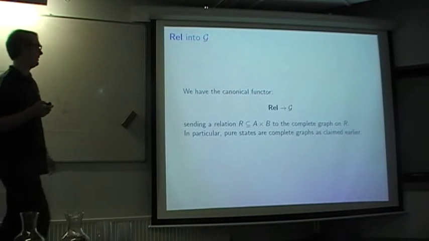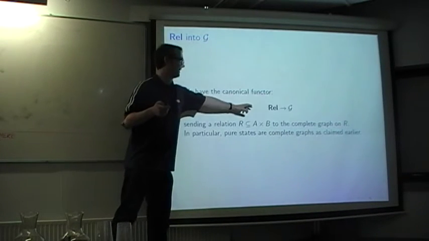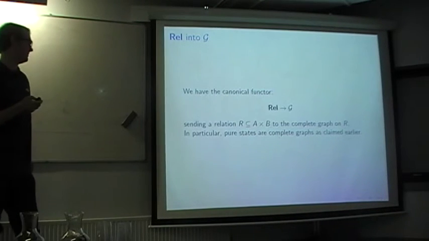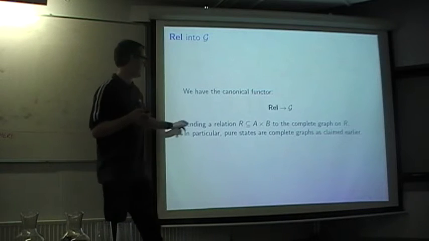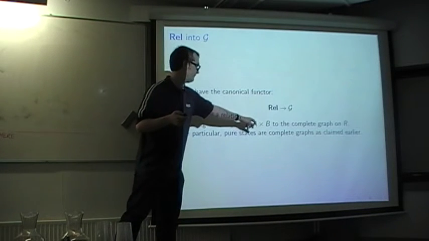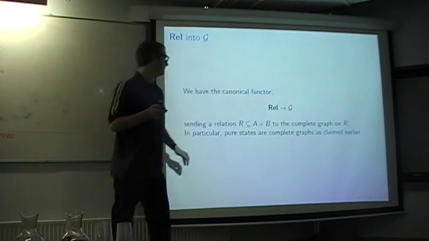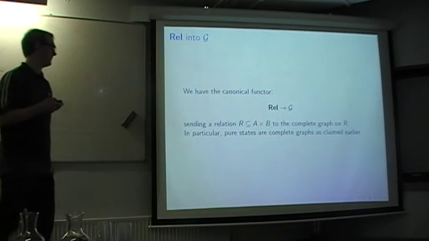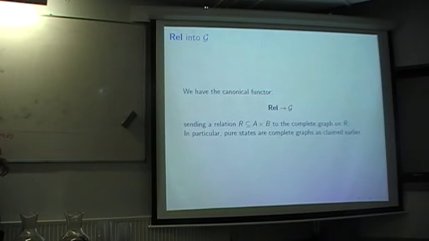Okay, so we have the canonical functor. We can take that to be a thing that takes things straight into graphs just by composing with the isomorphism we've got. And it turns out basically if you take a relation, consider it as a subset of AB of the domain and codomain, and then take a complete graph on that, that's how you lift morphisms using this functor. So in particular, as I mentioned earlier, the pure states are the complete graphs. That's where that comes from.